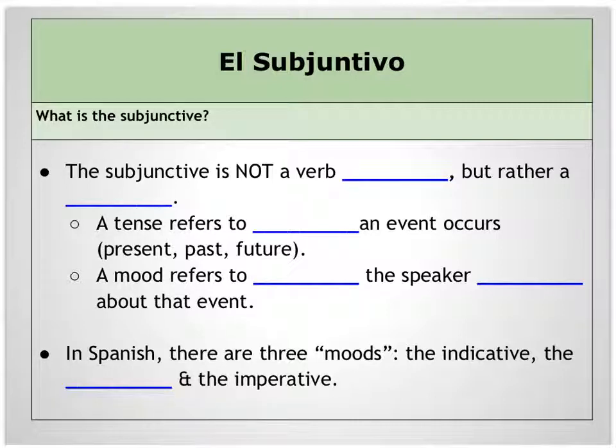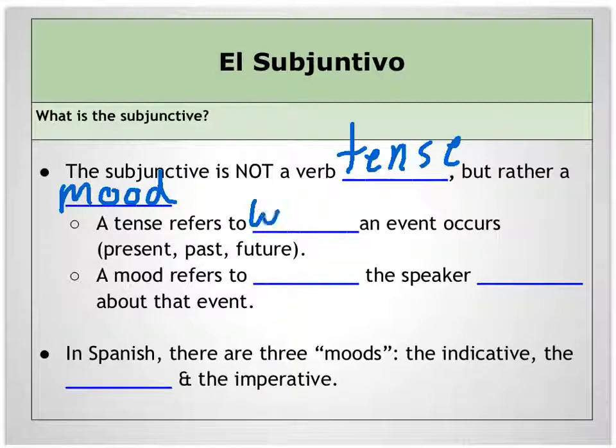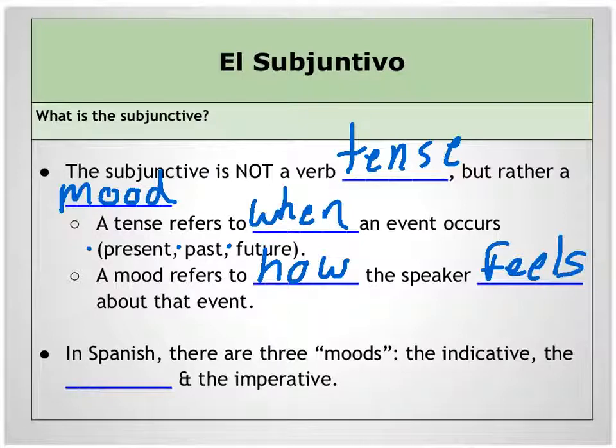All right, first of all, what is the subjunctive? Well, let's start out by explaining that the subjunctive is not a verb tense, like you might think, but rather it is a mood. Okay, what's the difference? A tense refers to when an event occurs, right? We've talked about the present, the past, or the future, telling us when an event occurs. A mood, on the other hand, refers more to how the speaker feels about that event. Okay, so a tense versus a mood.